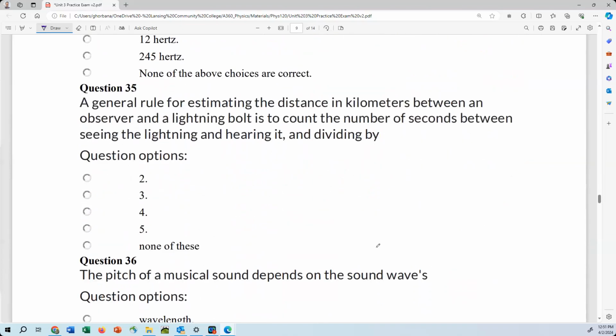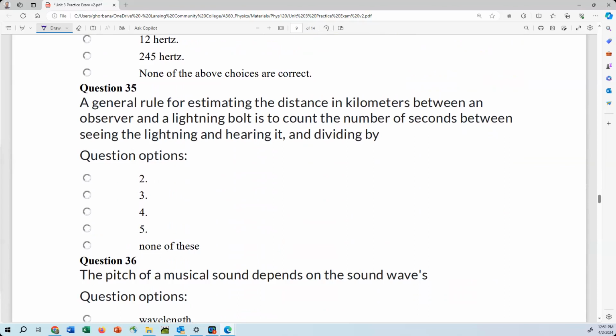So 35, it's telling the general rule for estimating the distance in kilometers between an observer and a lightning bolt is to count the number of seconds between seeing the lightning and hearing it. So how many second rule? It is a 3-second rule, and you can just do this when there is lightning.